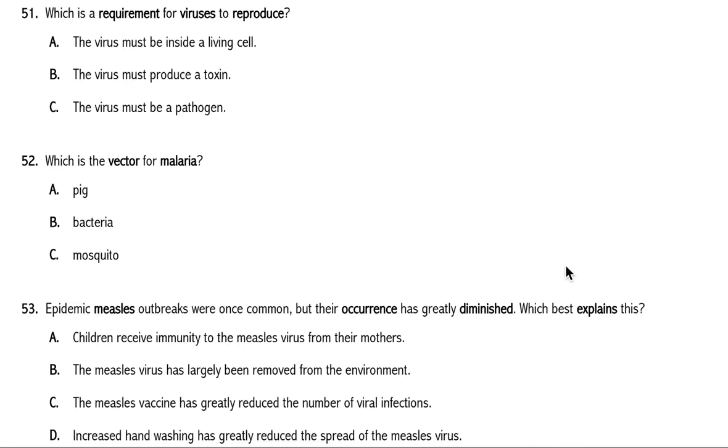Question 51. Which is a requirement for viruses to reproduce? A. The virus must be inside a living cell. B. The virus must produce a toxin. C. The virus must be a pathogen.